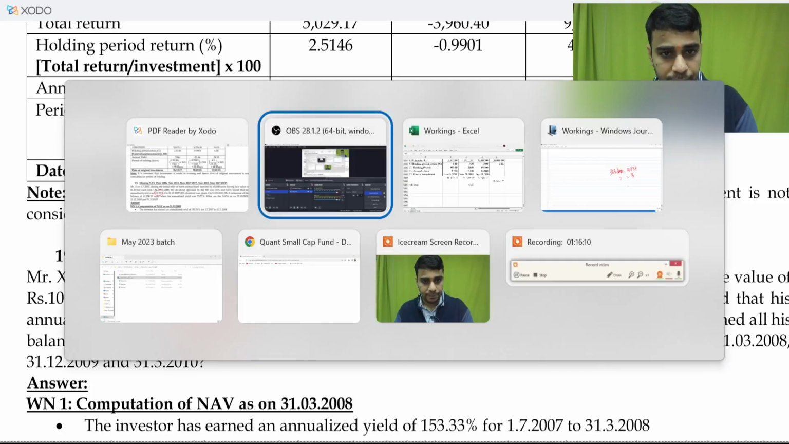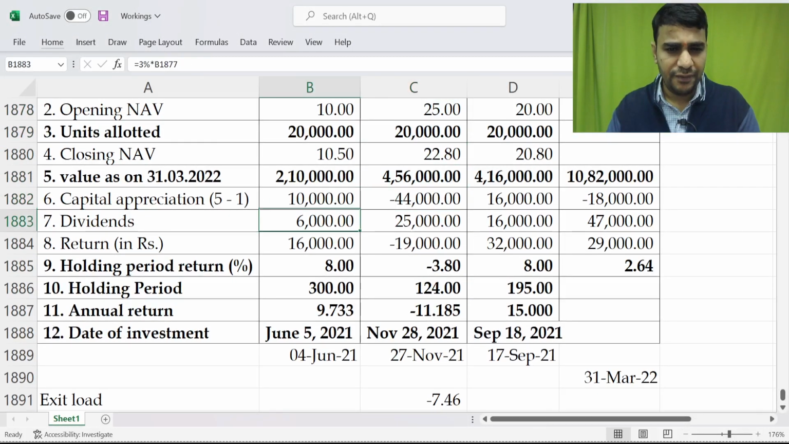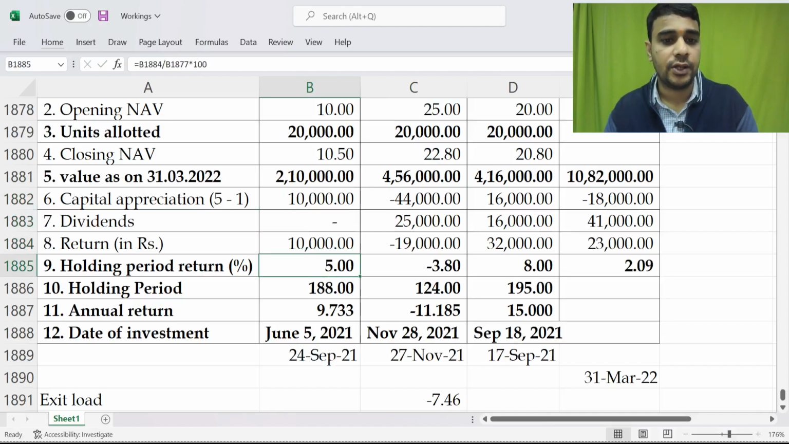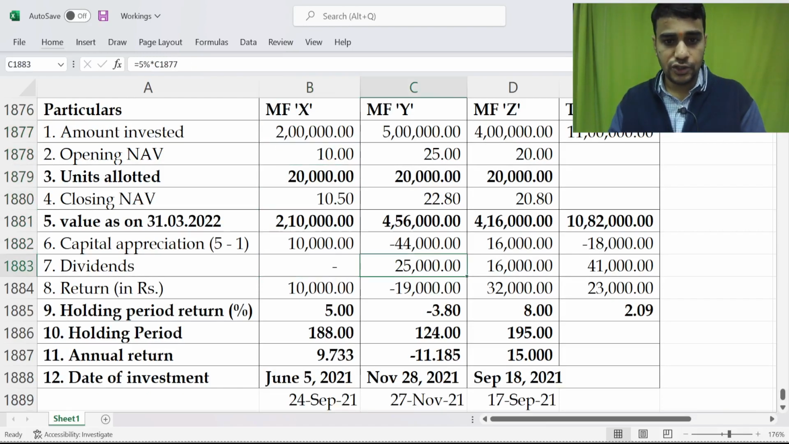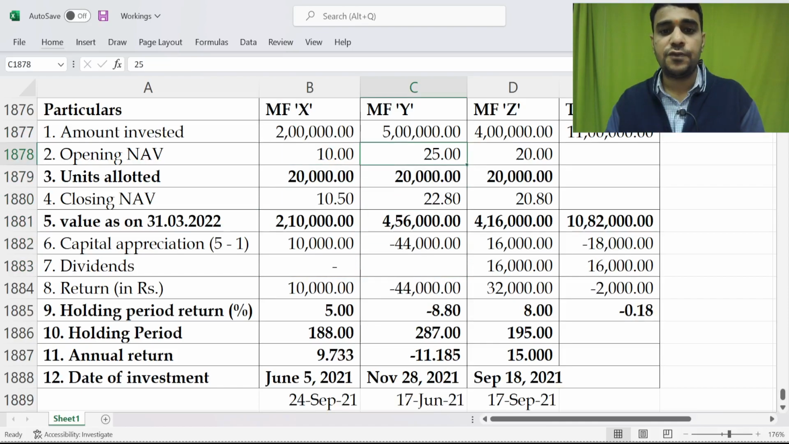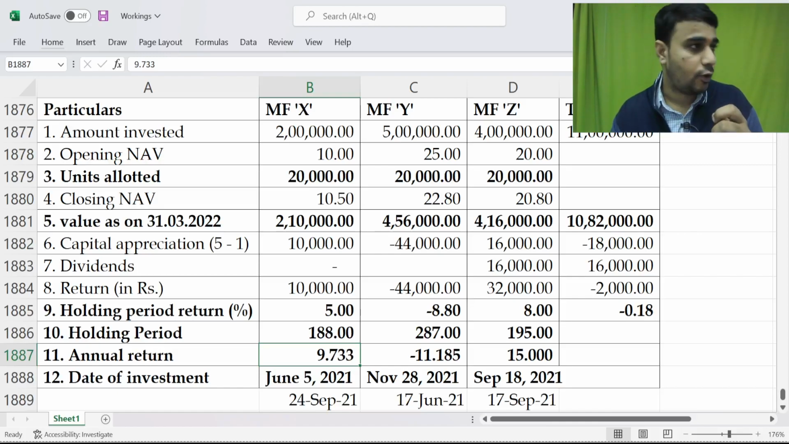For example, in this question, assume dividends were not there. Holding period return is 5%. So I can say closing value is 2 lakh plus 5%. Here also dividends not there. Closing value is 5 lakh minus 8.8%. But you cannot apply the annual return on the base amount.